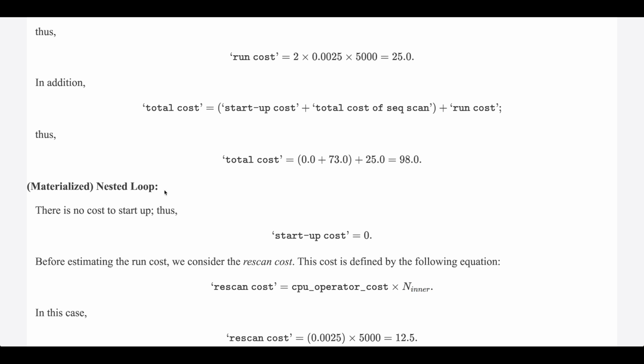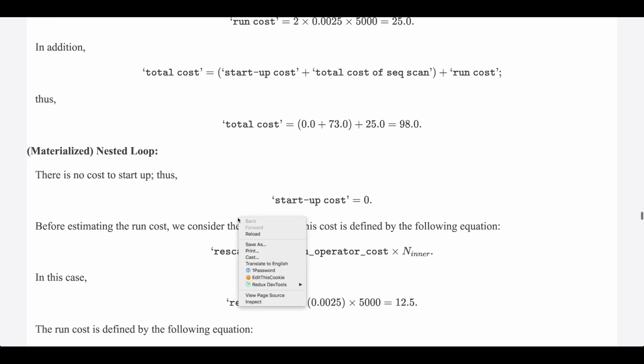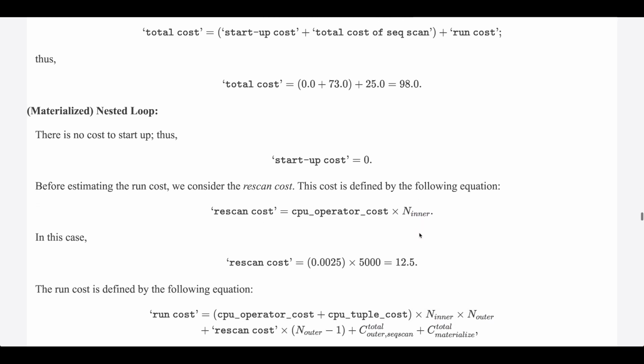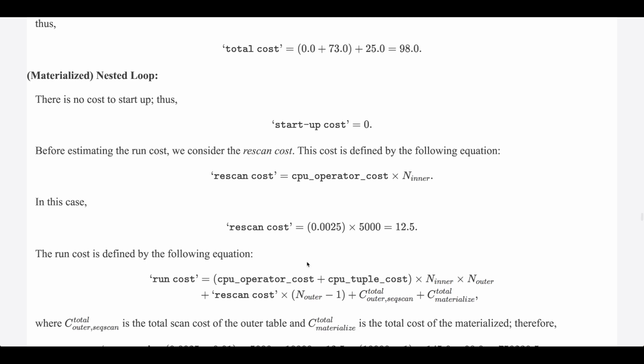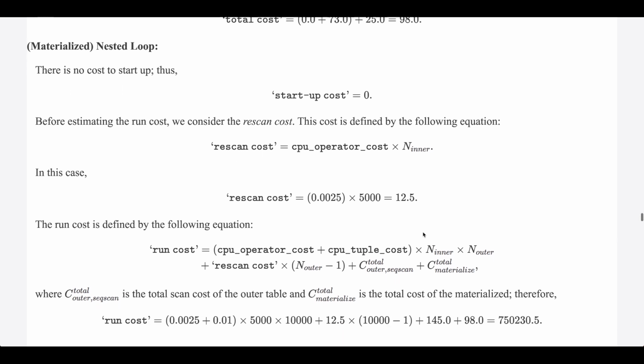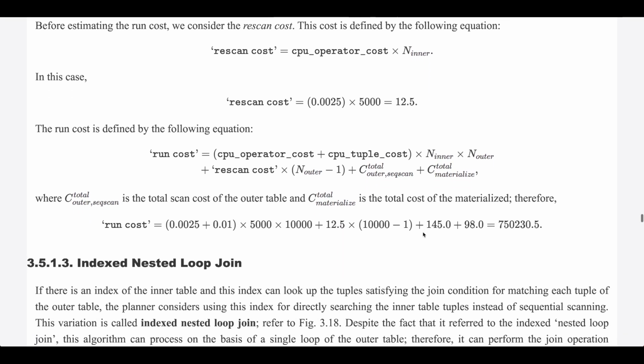Materialized nested loop. There's no cost to startup, thus startup cost is 0. Before estimating the run cost, we consider the rescan cost. This cost is defined by the following equation. Rescan cost equals the CPU operator cost times N inner. In this case, rescan cost equals 0.0025 times 5,000, or 12.5.